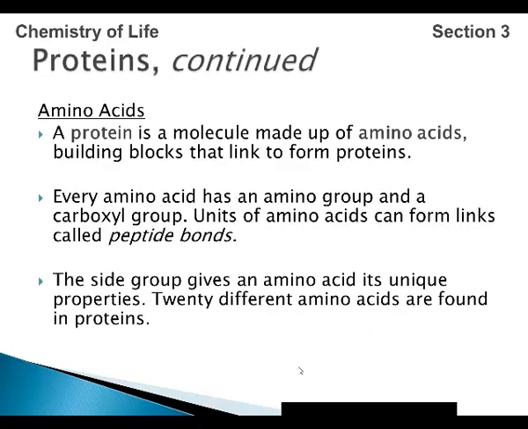So a protein is a molecule made up of amino acids. Amino acids are the building blocks that are linked together to form proteins. Every amino acid has an amino group and a carboxyl group. And units of amino acids can form links called peptide bonds. The side group gives an amino acid its unique properties, and there are 20 different amino acids found in proteins. As far as we know, all organisms are made up of these same or different arrangements of these same 20 different amino acids.